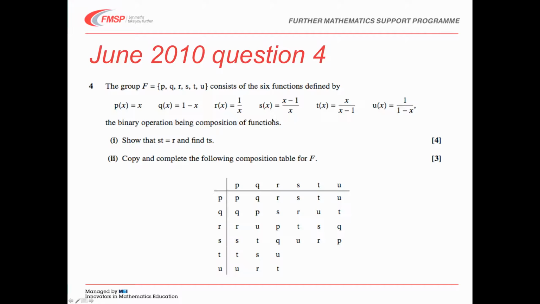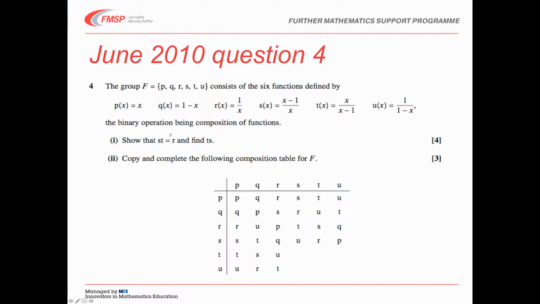We've got a finite group. It's a situation that's slightly more unusual. It's algebraic fractions, but not particularly tricky. And we're looking at composition of functions. So we've got these fractions which are giving us functions. And a nice easy question to start with.